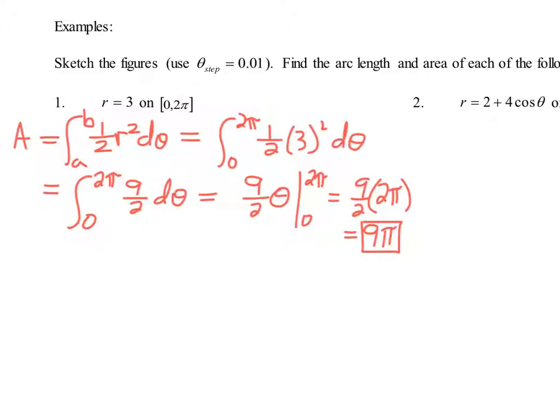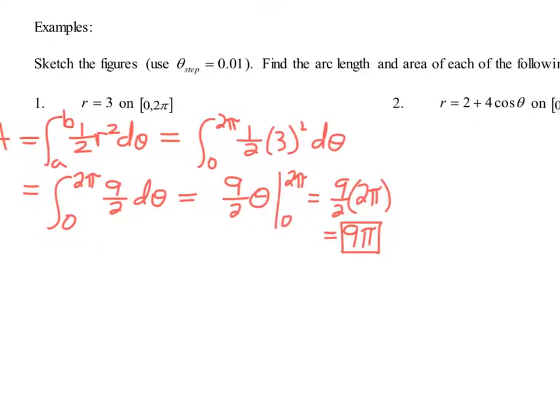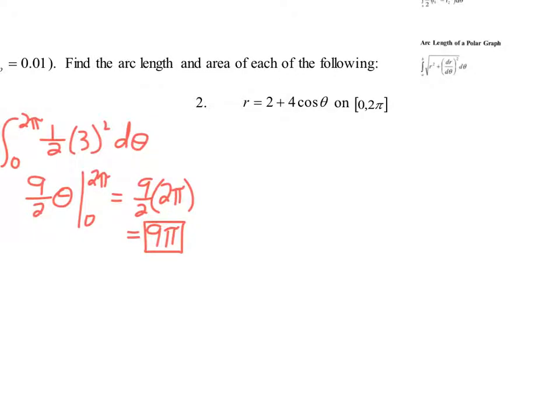I don't know that I want to do arc length yet with this because let's do the area for the second one first, and then we'll get into the arc lengths all in one shot. All right, we'll go that way. Just because I think it's going to ruin my flow here.